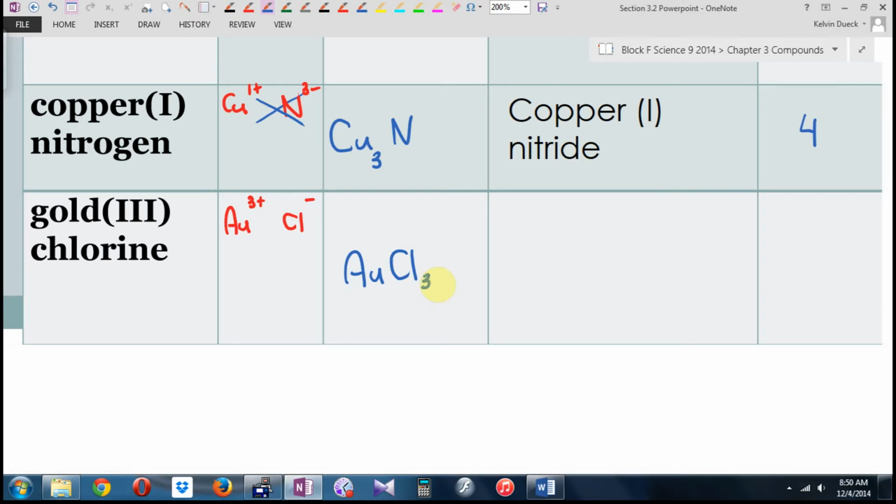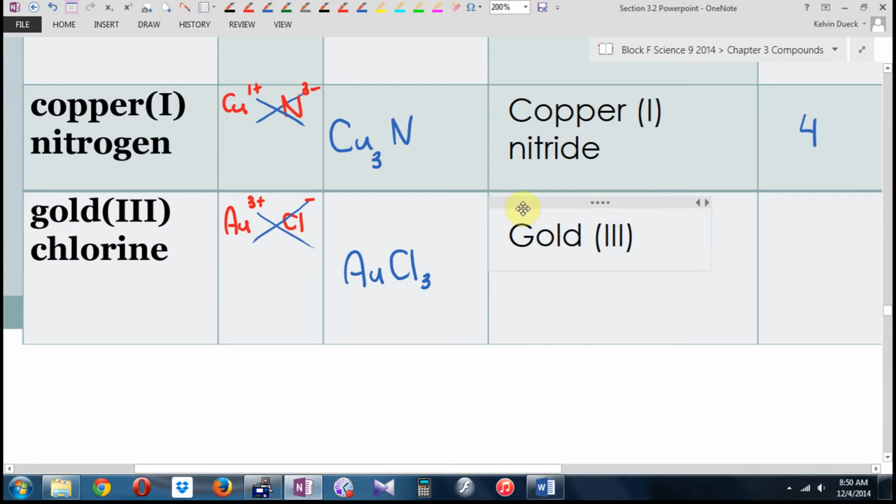Would I do it without drawing the arrows on a test or a quiz? Never. Maybe in my homework I might try doing some of this in my head. Here in our notes, let's draw the arrows just so that we know what we did. What would I call this then? I would call this gold 3 chloride.